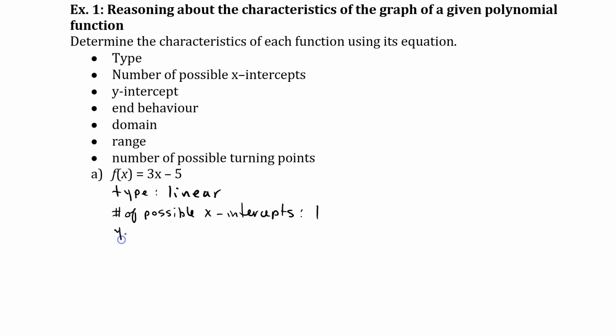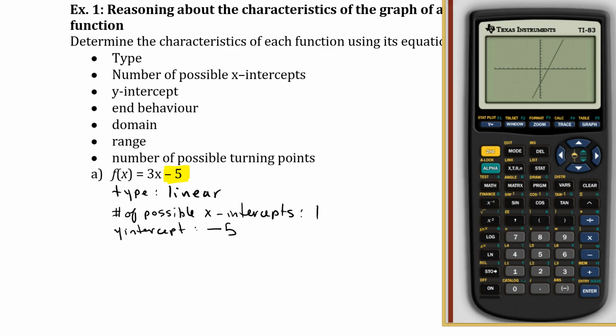The y-intercept is always going to be identified by our constant term. So it's going to be at negative 5. But let's just look at the graph itself. When I go second trace, and I want to find the value at x equals 0, enter. I'm noticing right here that when x equals 0, that's where the y-intercept is. y equals negative 5. That's true.